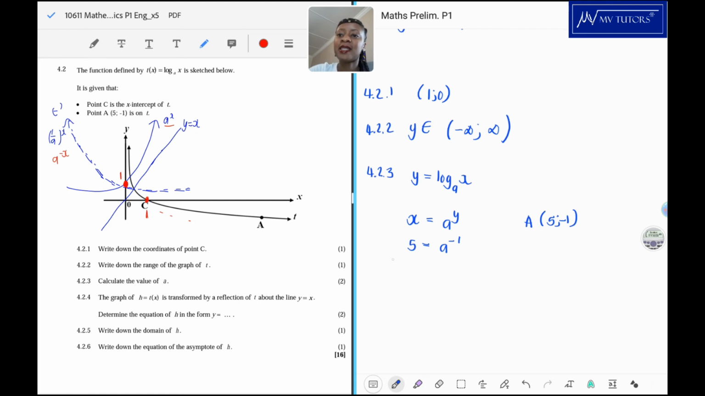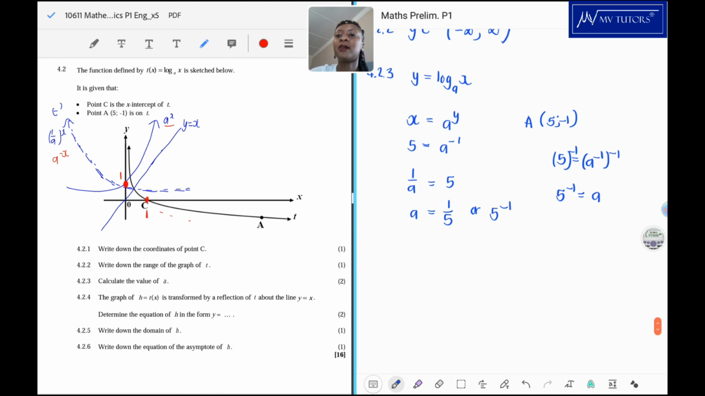So basically I have 1 over a, which is the same as a to the power minus 1, is equal to 5. So a then will be 1 over 5, or you could say 5 to the power minus 1. Because what you could have done here, once you are at 5 is equal to a to the power minus 1, to get rid of the minus 1, you would take it to the power minus 1. So then you have 5 to the power minus 1, and you have a. Different ways to write it, but this is the answer.